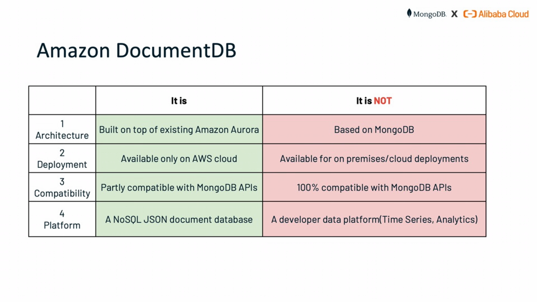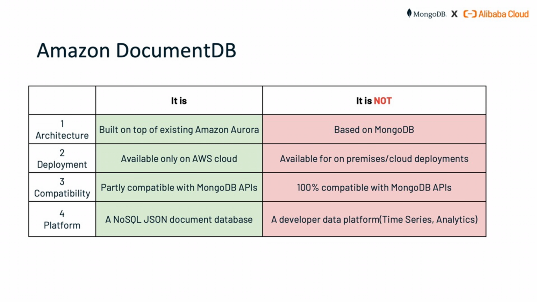Third, compatibility. Amazon DocumentDB is only partly compatible with MongoDB APIs. So it's not 100% compatible with MongoDB APIs. There will be lots of powerful MongoDB APIs that you can't use in DocumentDB. And there is a website that tells you the competitive difference. You can visit the MongoDB website.